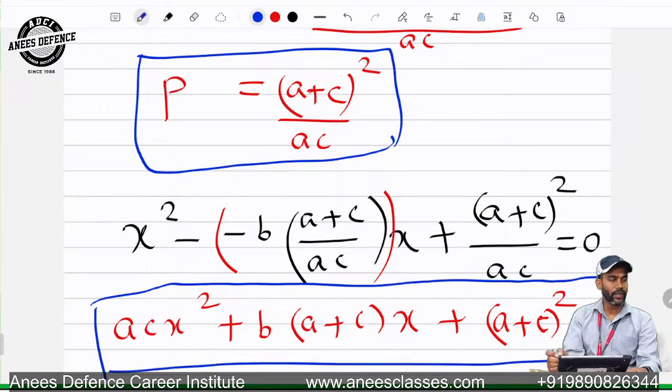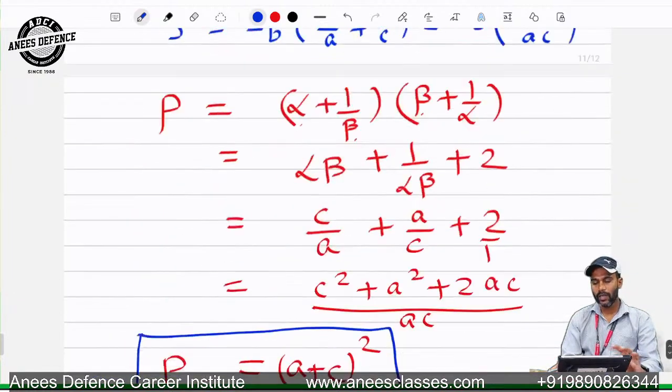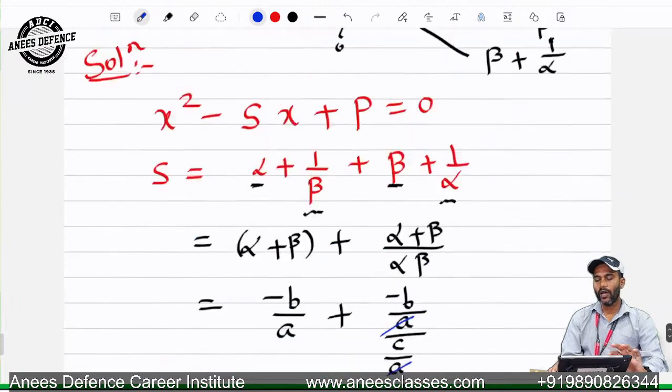So how can we remember it? With AC we have here a plus c, and here (a plus c) whole square. Yes or no? And b will be as it is. Bx will be as it is. So AC, (a plus c) whole square, and b will be as it is in the middle along with x. So would you remember this standard result? Otherwise, every time we have to do the same thing. Very difficult and very time consuming as well. I hope you understood.